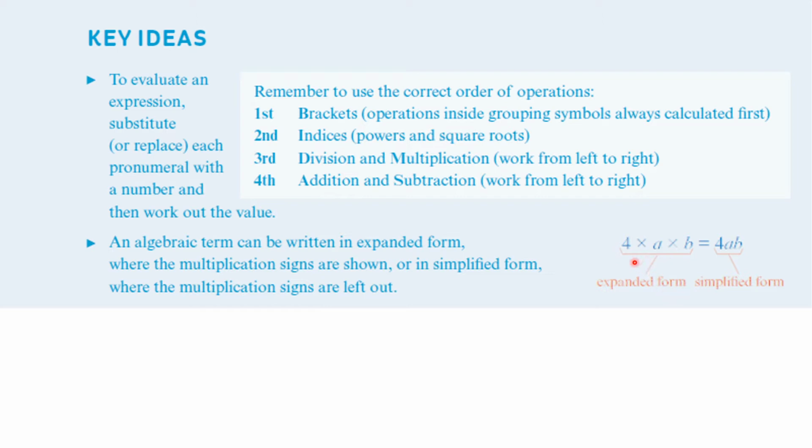So looking here at this example, if we write 4 times a times b in algebra, we can simplify that to just 4ab. I mentioned this in the notes for exercise 4a, where we do not need to write the multiplication sign in algebra. So we are going to keep encouraging you to write in simplified form. It just makes your questions easier to do.